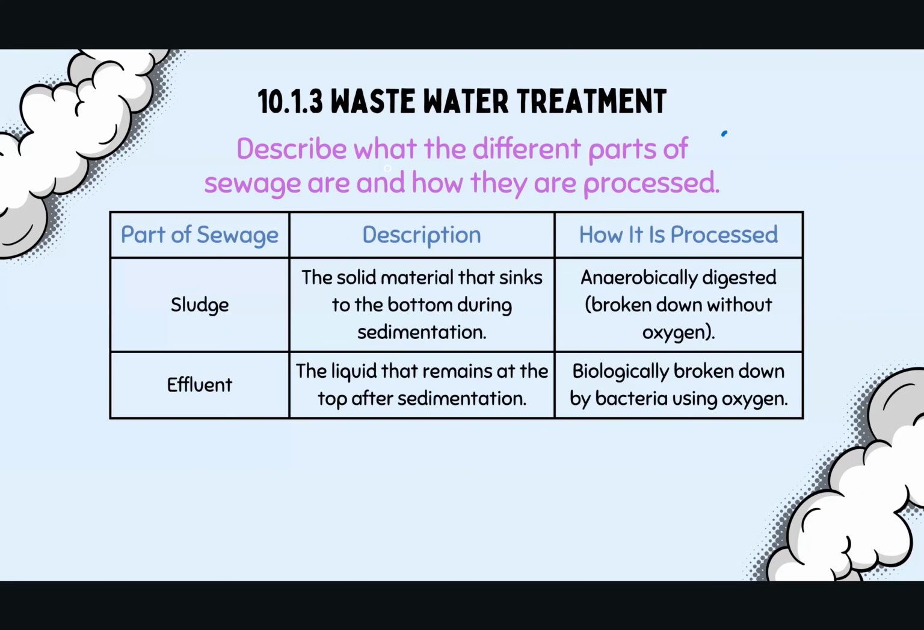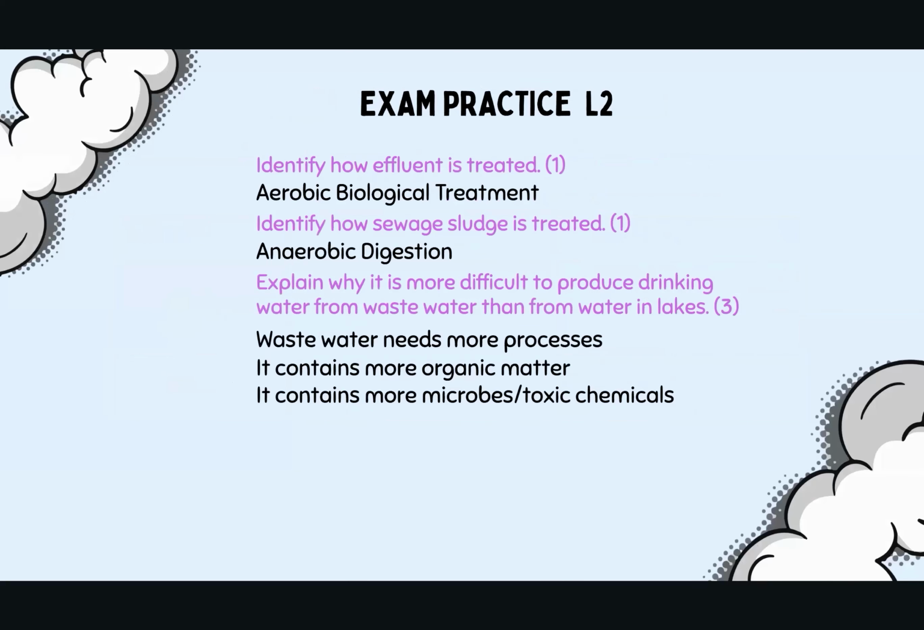So describe what the different parts of sewage are and how they are processed. So sludge, the solid material that sinks to the bottom during sedimentation. How is it processed? It's anaerobically digested. So bacteria and other decomposers will break it down without oxygen. Now the effluent, that's the liquid that remains at the top after sedimentation. That's biologically broken down by bacteria using oxygen. So that's aerobically digested. So how do we treat effluent? We use aerobic biological treatment. How do we treat sewage sludge?